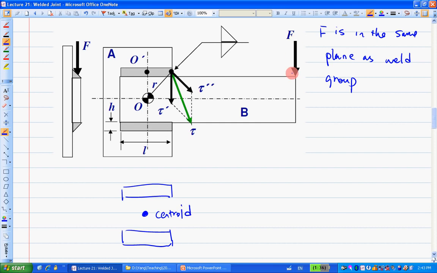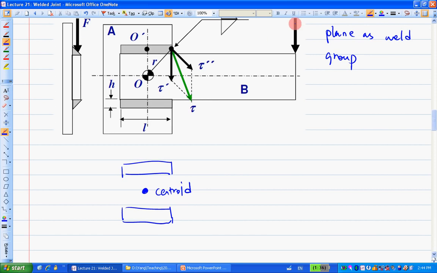Now, this F, the effect of F on this weld group, right? Here is what you use, basically a free body diagram. So F over here, then on the overall weld group, there's going to be basically a reaction force, right? So basically to balance this force F, there will be a V coming up from here to balance that F.